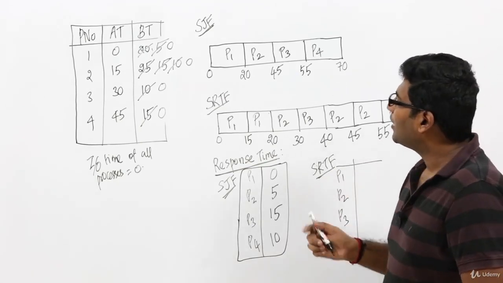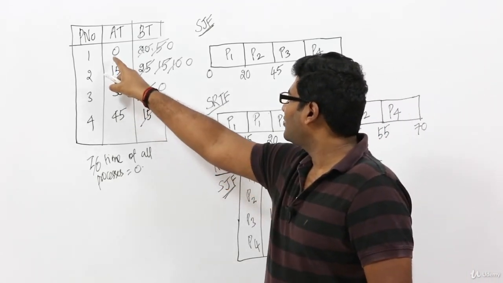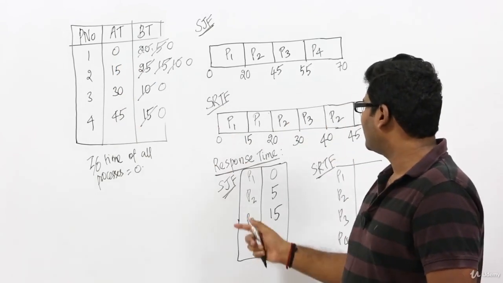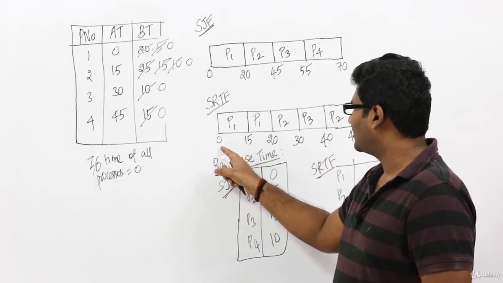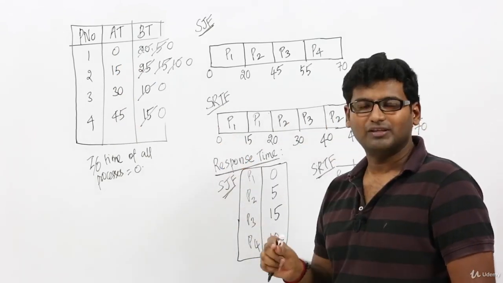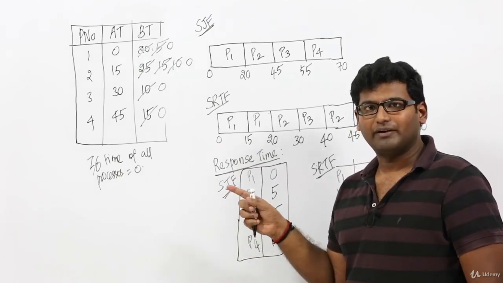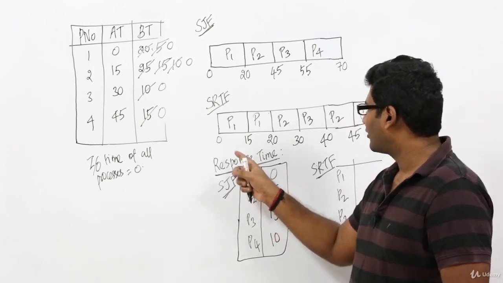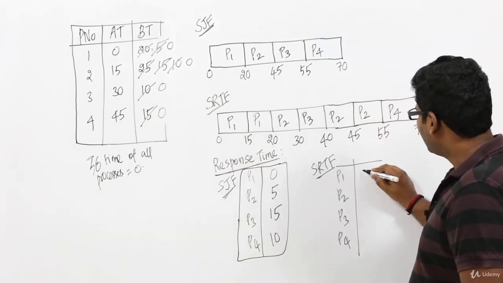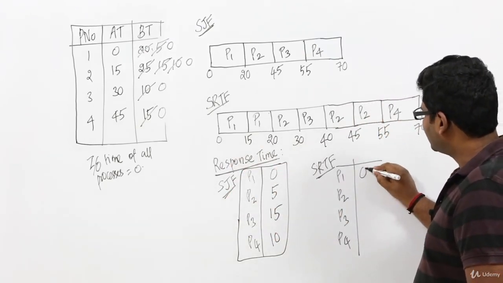P1 arrived to the RAM at time unit 0 and it got the processor at time unit 0 itself, which means before getting the CPU for the first time, it has not waited for any time. So its initial waiting time, which is nothing but response time, is just 0.